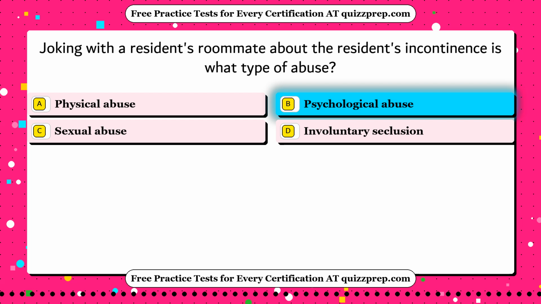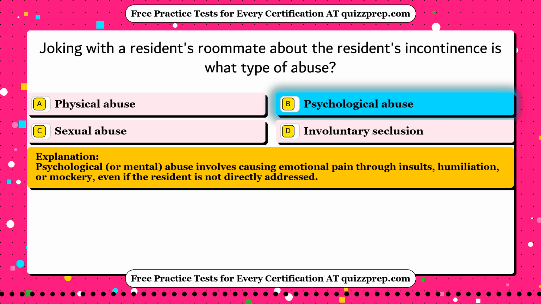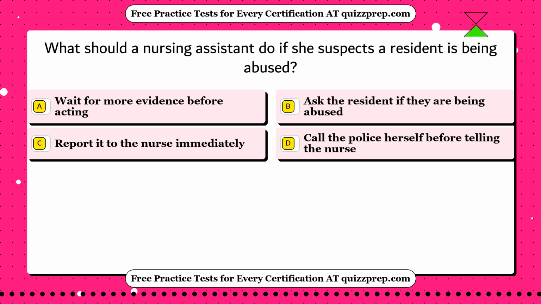The correct answer is option B, psychological abuse. Psychological, or mental, abuse involves causing emotional pain through insults, humiliation, or mockery, even if the resident is not directly addressed. Question 87. What should a nursing assistant do if she suspects a resident is being abused?